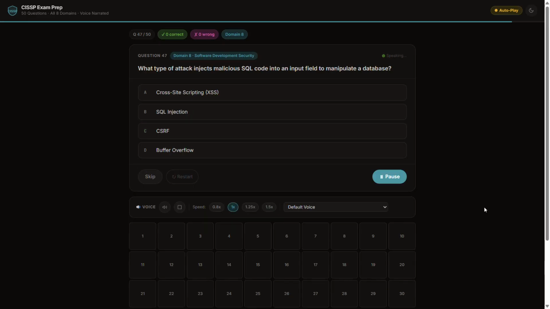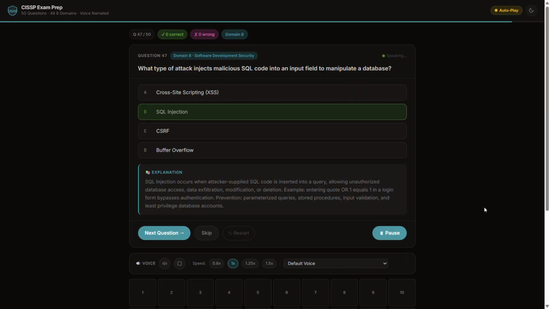Question 47. What type of attack injects malicious SQL code into an input field to manipulate a database? Options: A. Cross-site scripting, XSS. B. SQL injection. C. CSRF. D. Buffer overflow.